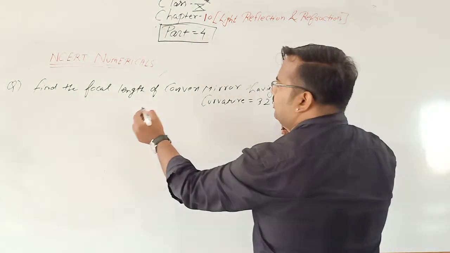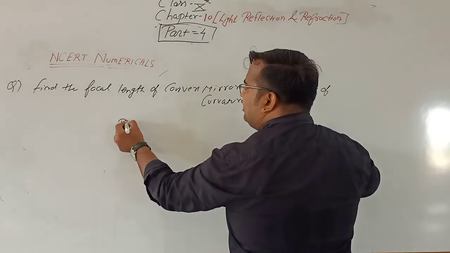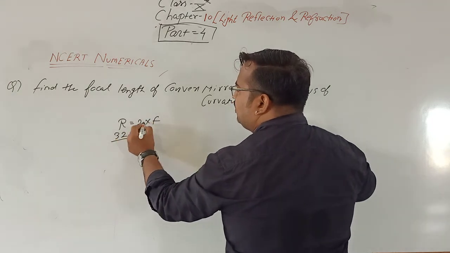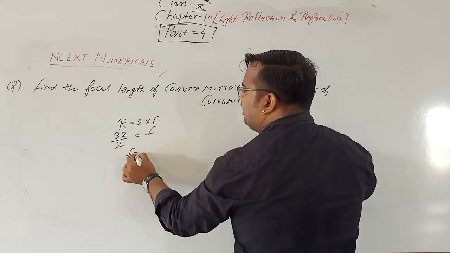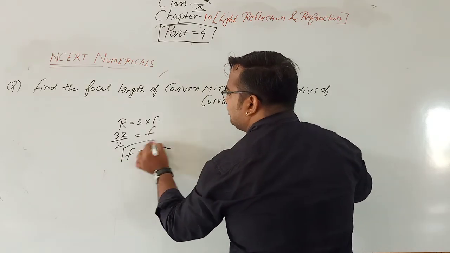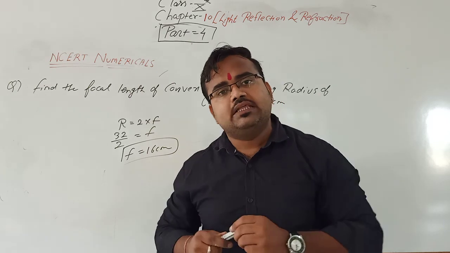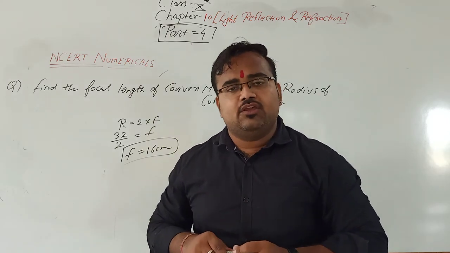Now we know that radius of curvature is equal to 2 into focal length. So the radius of curvature is 32, divided by 2, so the focal length is 16 centimeter. Clear? I hope you have understood all the numericals which we have done today. Thank you very much.